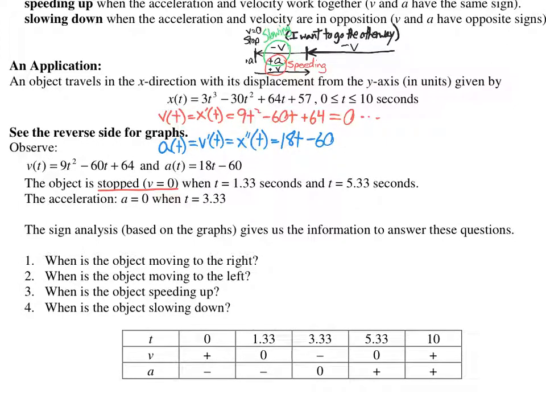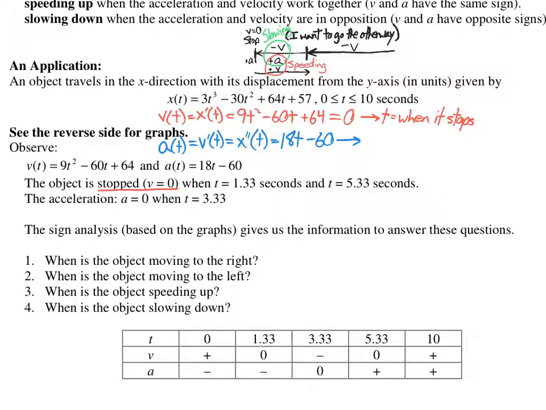So in this case here, t equals when it stops, if it equals 0. Now, if you were to solve that equation, you all can solve a quadratic, you'd get t equals 1.33 seconds and 5.33 seconds.